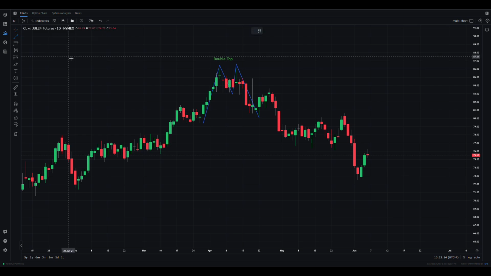Traders typically wait for the price to break below the neckline, which is a support level formed by connecting the lows between the two peaks. The breakout below the neckline confirms the completion of the pattern and validates the reversal signal.